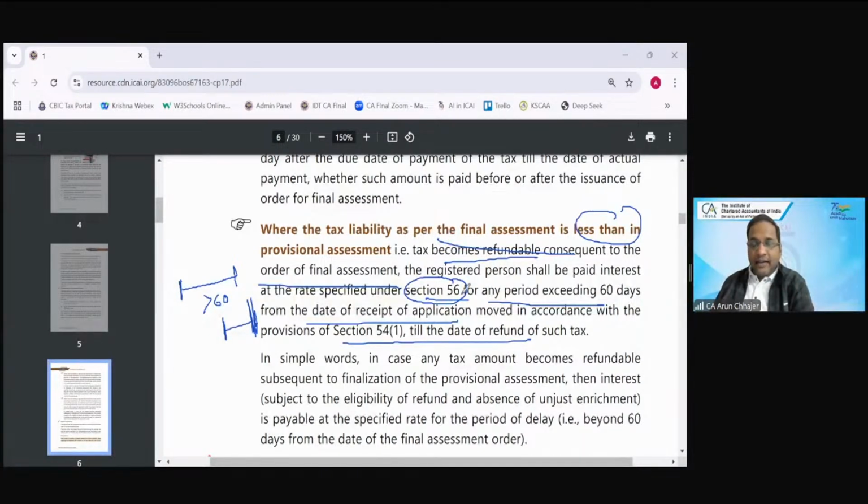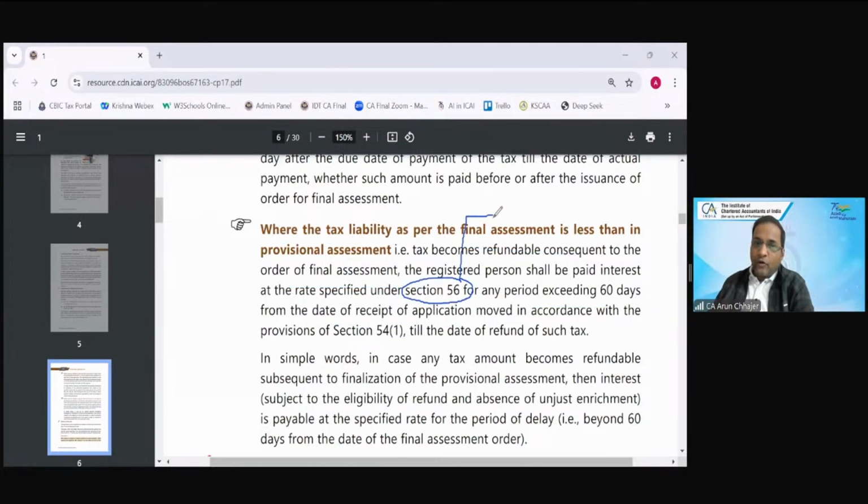Then the refund would be at some percentage. No litigation. Can you tell me the rate of interest in section 56? We have already discussed in the refund chapter. When there is a delay in the refund beyond 60 days, they will pay the interest. Can you tell me what is the rate of the interest on the refund?